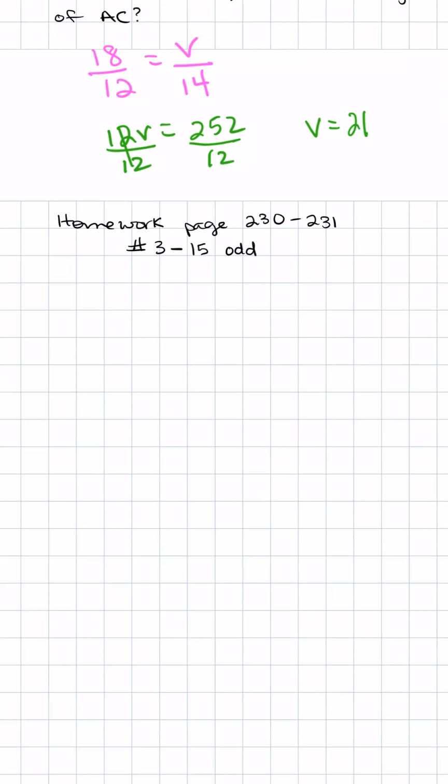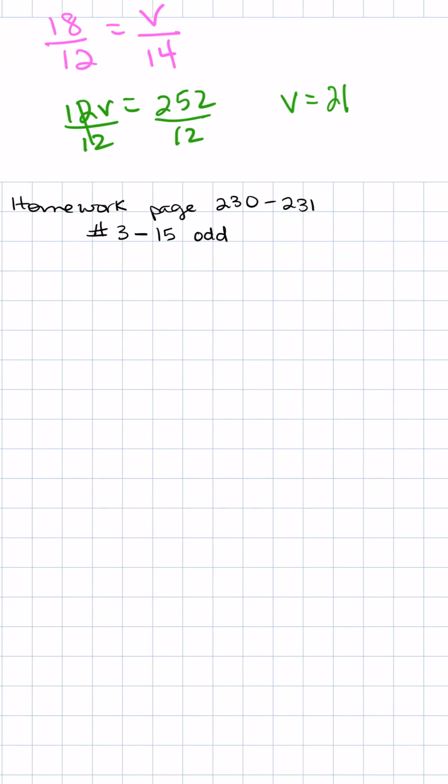Okay, so your homework is page 230 and 231, numbers 3 through 15 odd. Just remember, if you're checking for similarity, if you are checking a proportion, you just cross multiply, and if they're equal, then they are similar. If they are not equal, they are not.